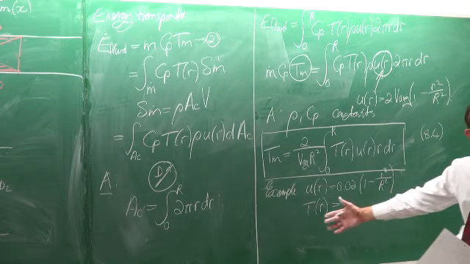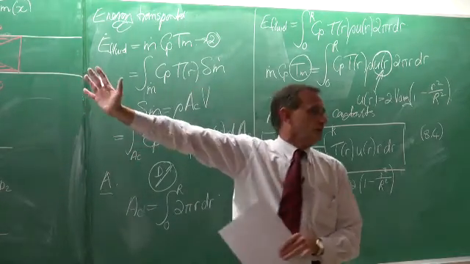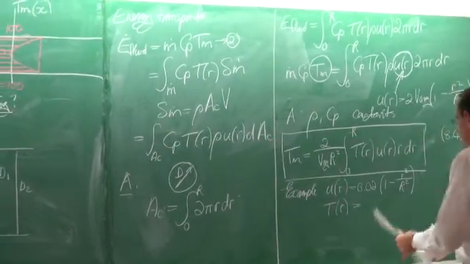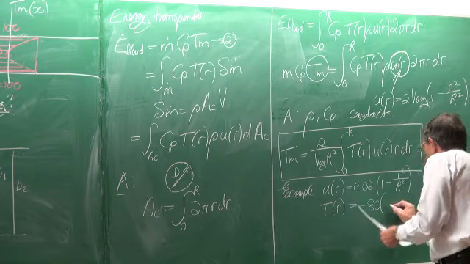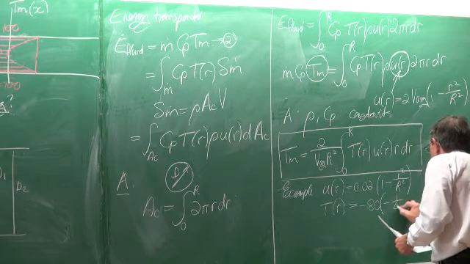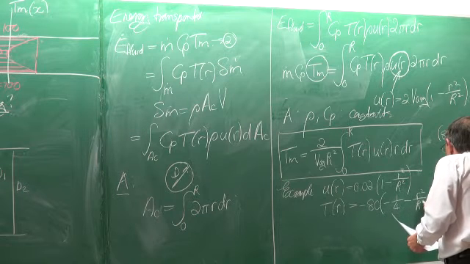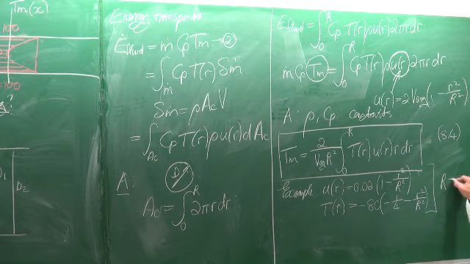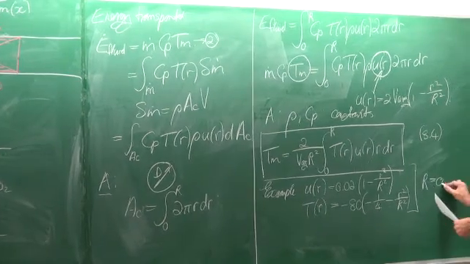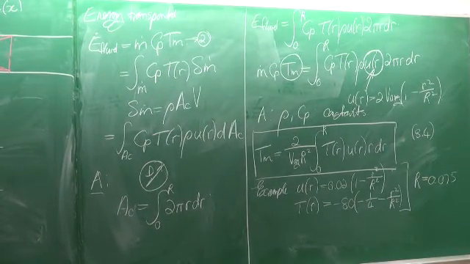This is not a derived one. This is just one that I've chosen myself, an arbitrary one. Okay. And this one looks like this, minus 80 multiplied by minus a quarter minus r squared divided by capital R squared. And for both of them, we have to do the integration to the radius, a radius of 0.075 millimeters.